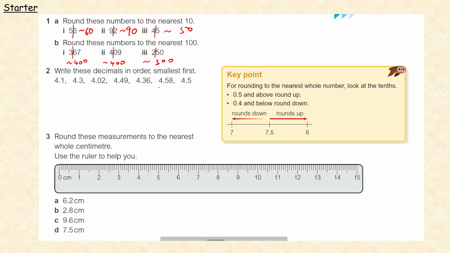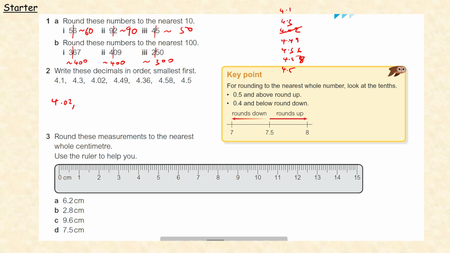Got to put these in order, smallest first. So they're all 4 point something, so we've got to look at the second decimal place. Remember, we can write them in columns, so 4.1, 4.3, 4.02, 4.49, 4.36, 4.58, and 4.5. And then we check, they're all 4s, so we check the first decimal place. And the smallest number we've got there is 4.02. So we can write that in order, ascending order.